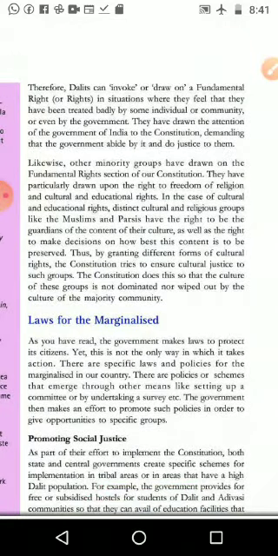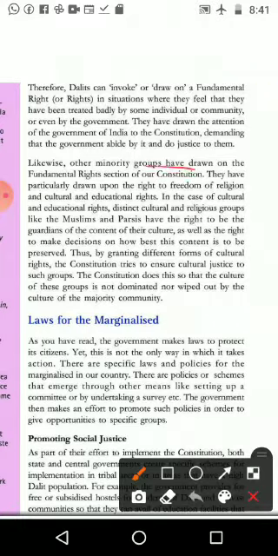Likewise, other minority groups have drawn on the fundamental rights section of our Constitution. They have particularly drawn on the rights of freedom of religion. That is another fundamental right, and you want to find out the article number. Then religion and culture, then comes the educational. So three things the minority communities are saying: freedom of their religion, freedom of their culture, freedom of their educational rights.